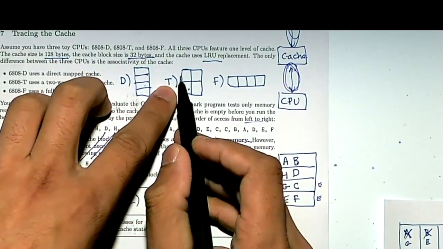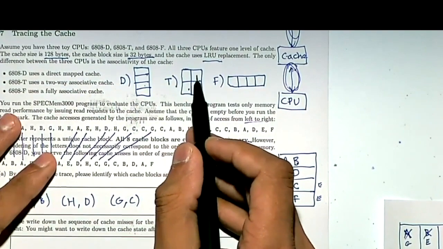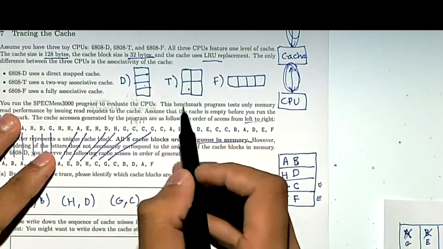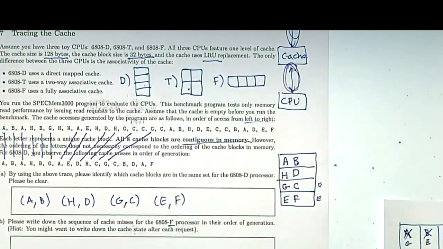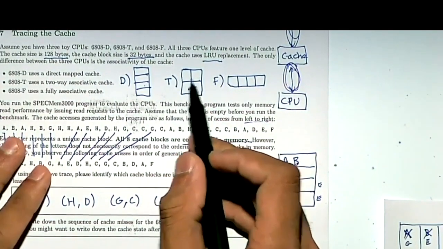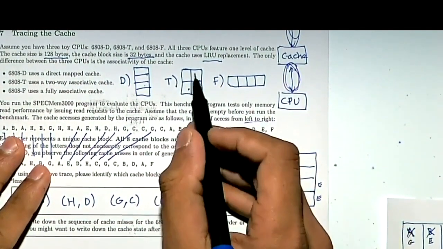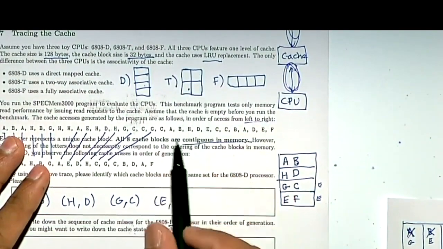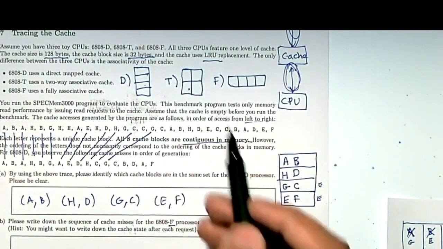And here, they'll also conflict in the same set because by being 4 away, they're also going to be mapped to the same set in the cache with 2 sets here. So A and B will belong to the same set. H and D will be the same set, G, C, and E, F. So the same pattern is here.